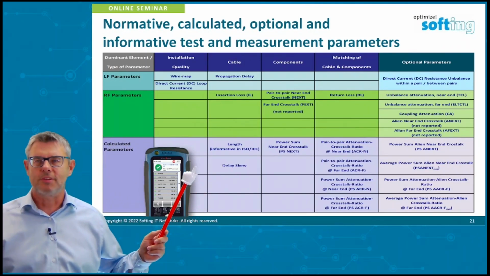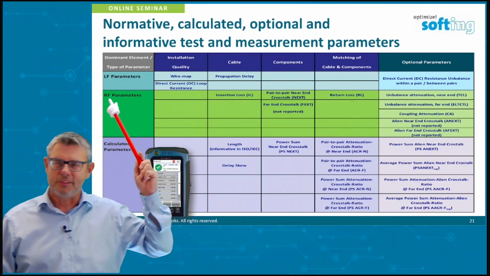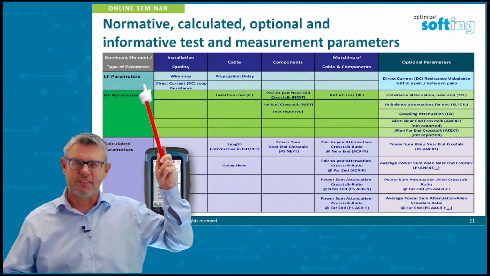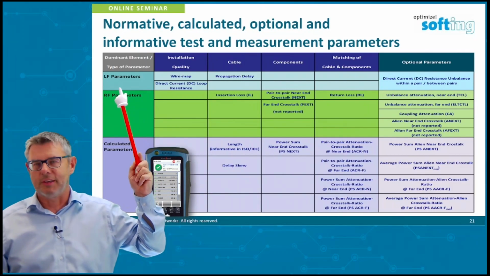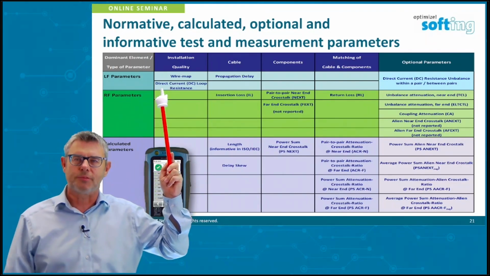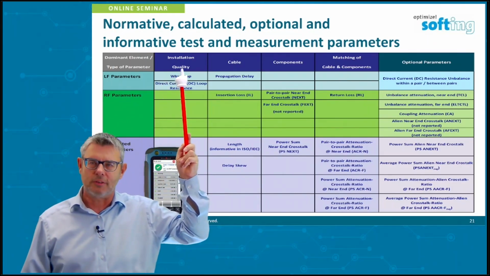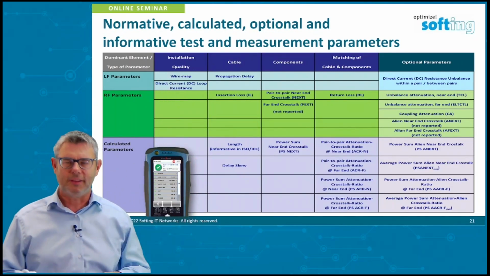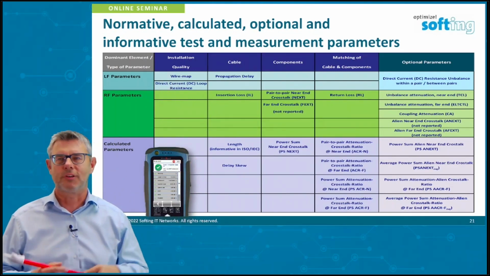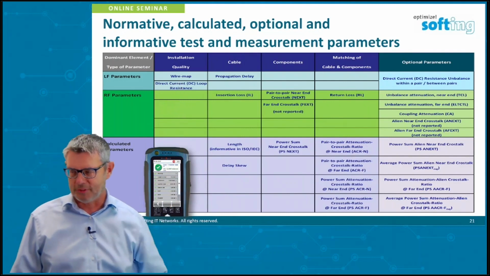So let's start with the first one. The first one is a very low frequency parameter, testing the wire map with DC signals. And if something goes wrong, who is responsible for the wire map? It's installation quality. So the installer, there is no automatically connecting outlet so far. So the installer is in charge when the wire map is wrong.